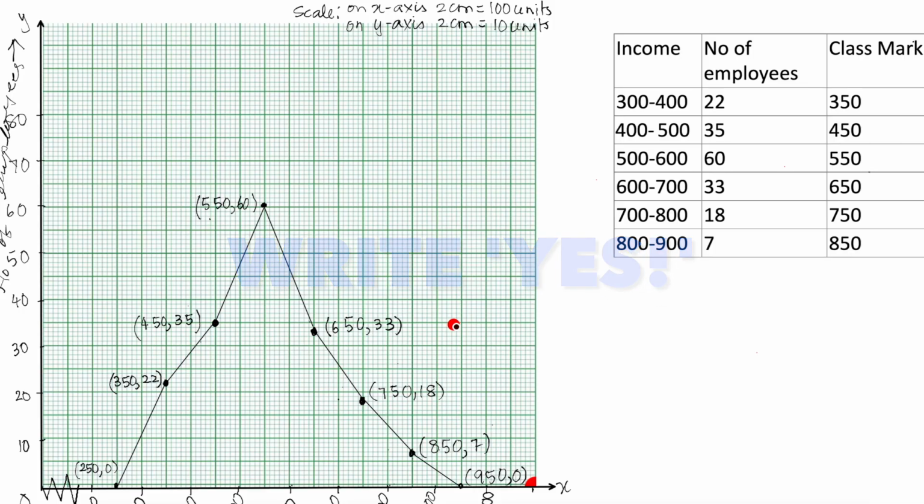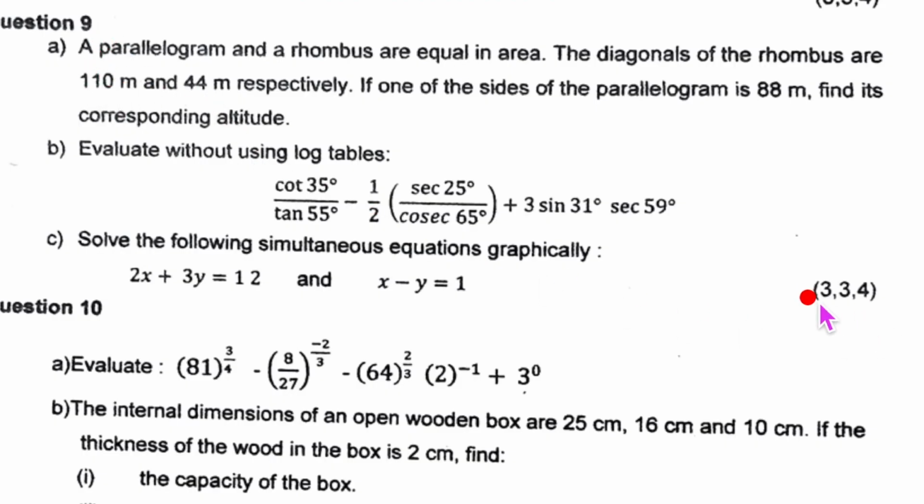Yeah. Good. Number 9A. Here again the marking scheme is 3, 3 and 4. The parallelogram and a rhombus are equal in area, and the diagonals of the rhombus are 110 meter and 44 meter respectively. If one of the sides of the parallelogram is 88 meters, find the corresponding altitude. Now something like this is better to understand properly. Parallelogram, rhombus, both of them are equal in area.